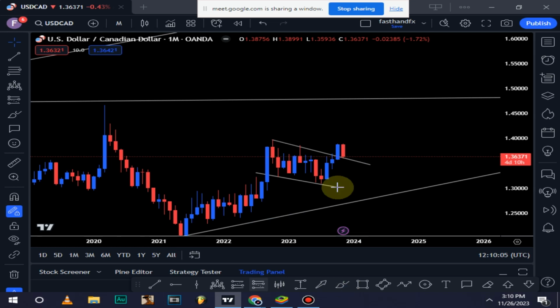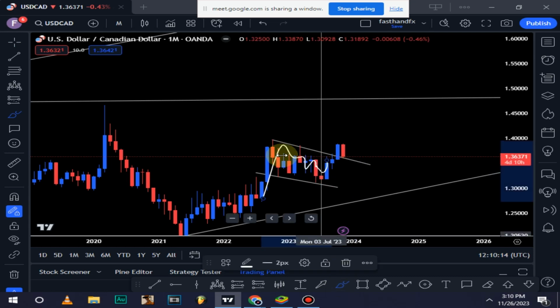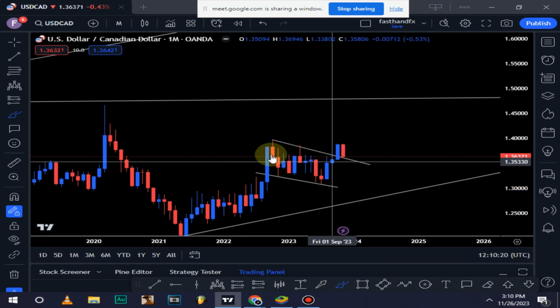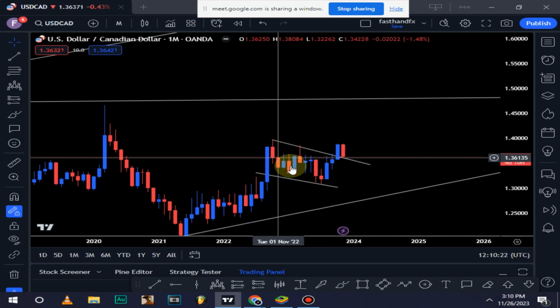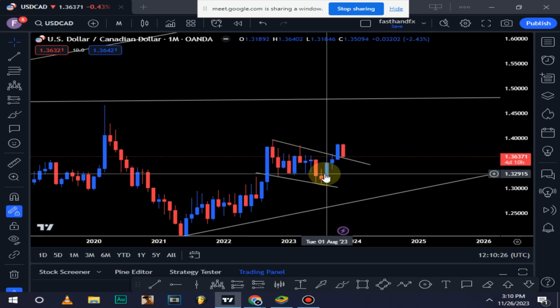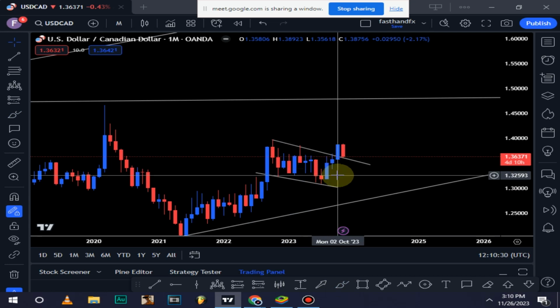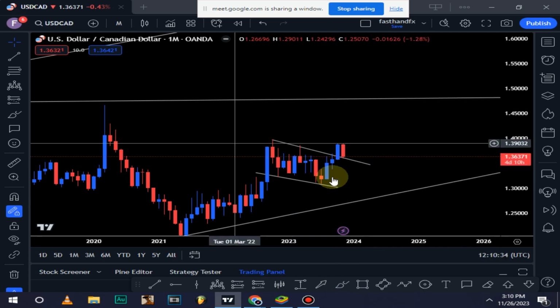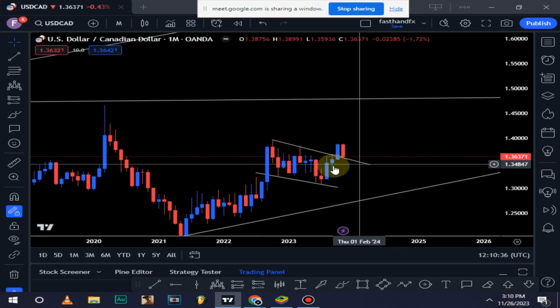Because this is an impulse correction, it took time, guys. These are many months. If one candle sticks out, it's 1 month. Let me see: 1, 2, 3, 4, 5, 6, 7, 8, 9, 10, 11, 12, 13, 14 months, guys. Like a year. One year plus.